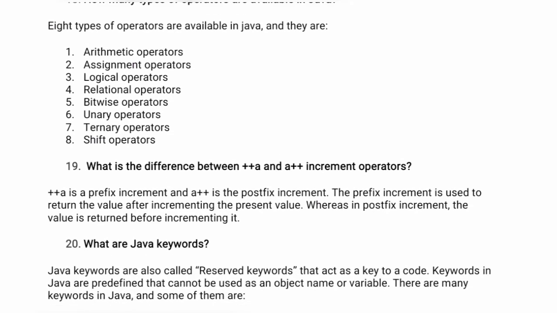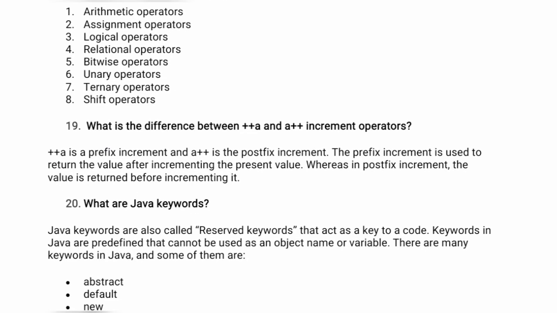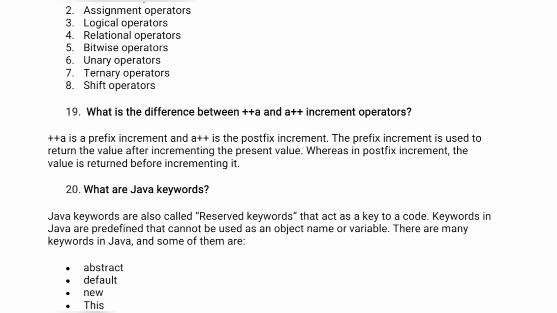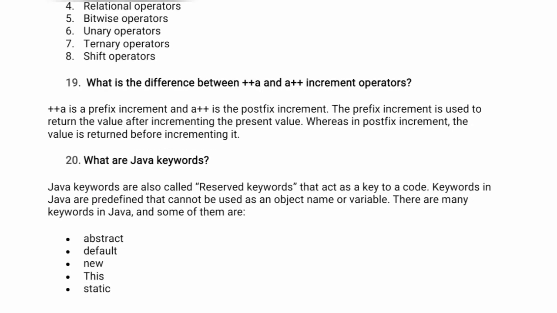Next, what is the difference between pre-increment and post-increment operators? The pre-increment operator is also known as prefix increment and post-increment is also known as postfix increment. Prefix increment is used to return the value after incrementing the present value. So first it will increment and then it returns the value. Whereas with post-increment, the value is returned first and then incremented.